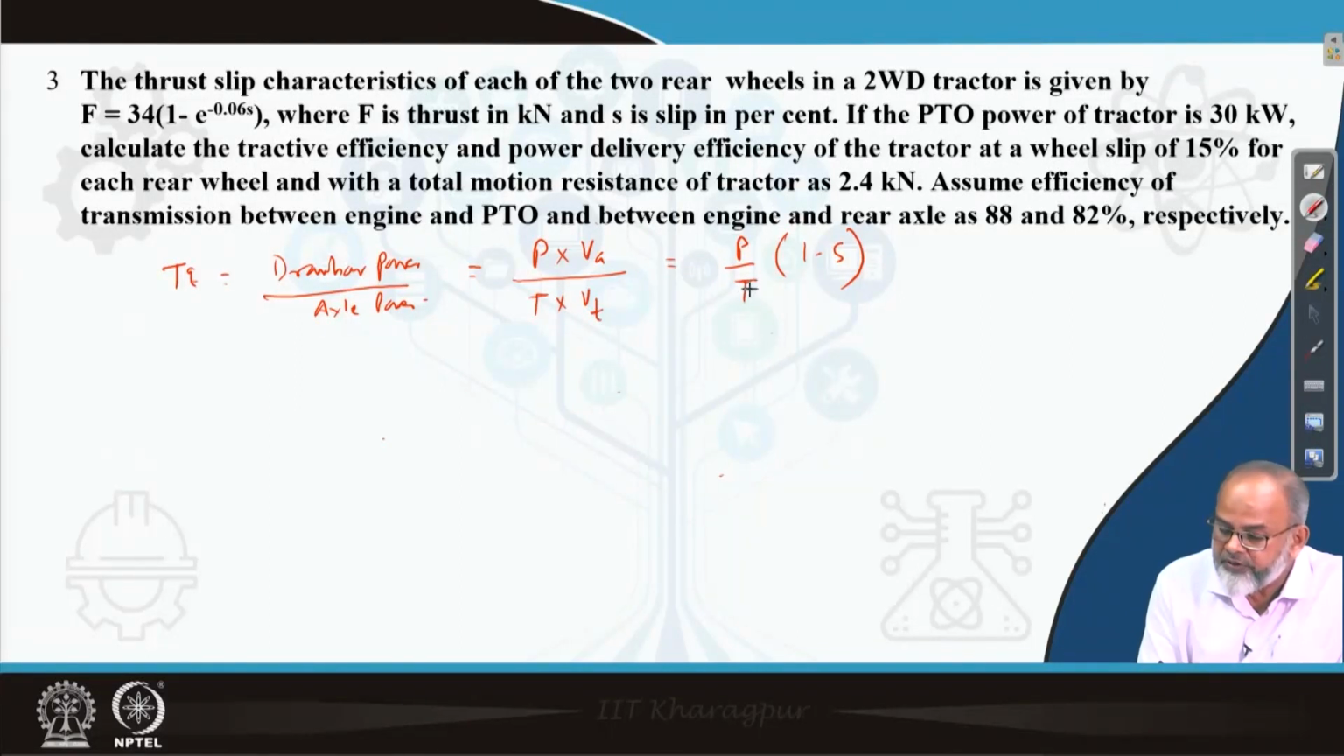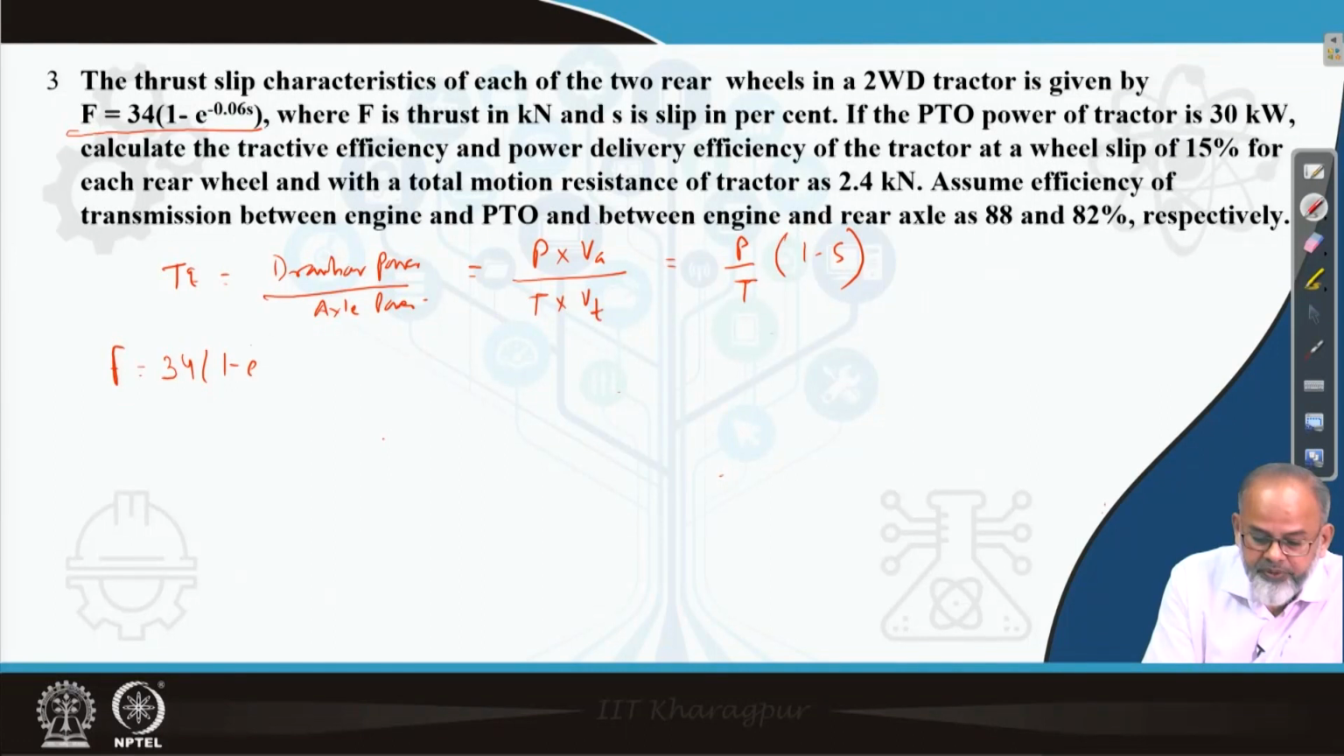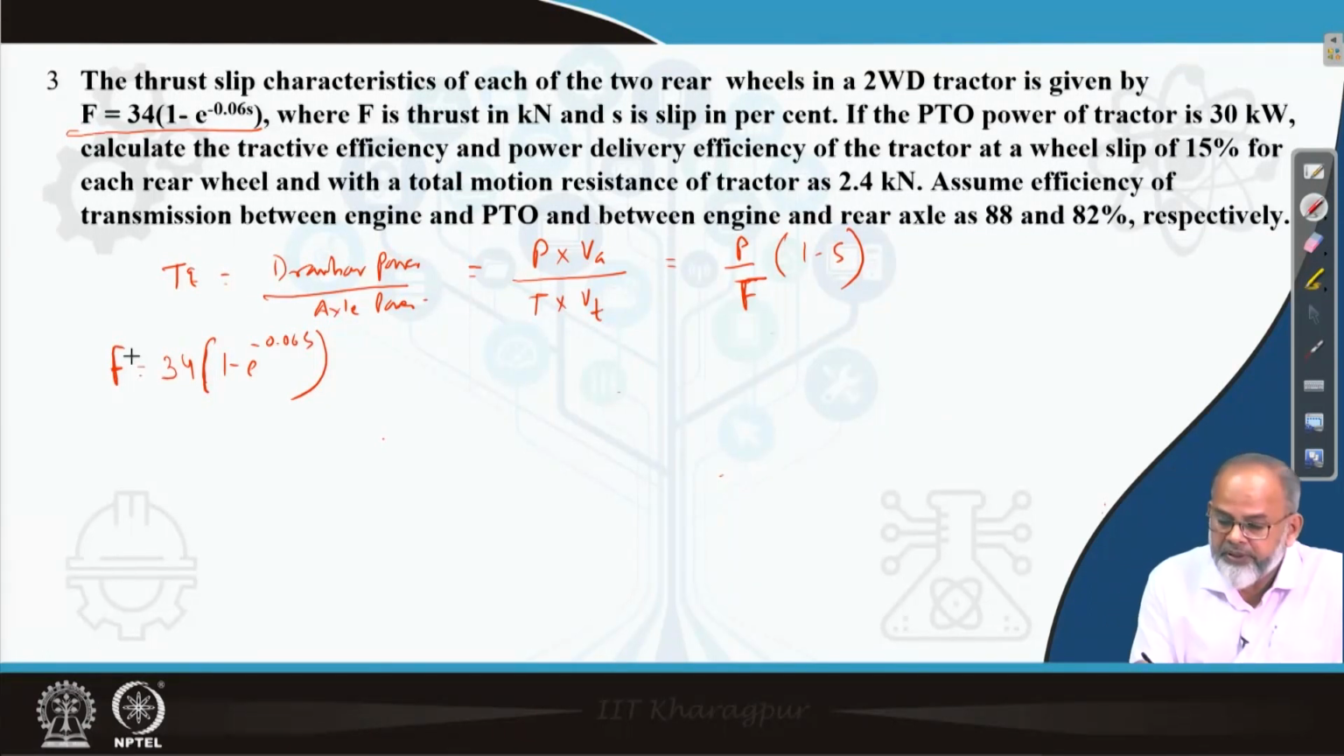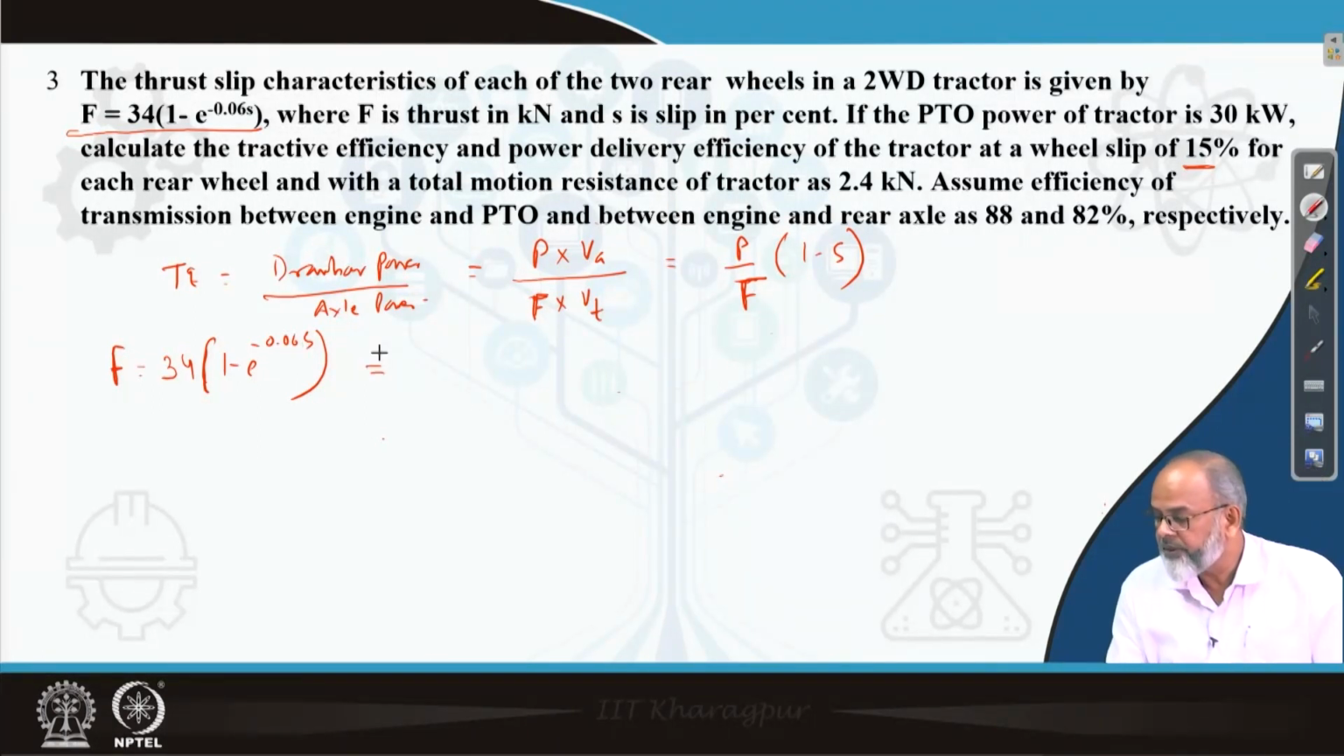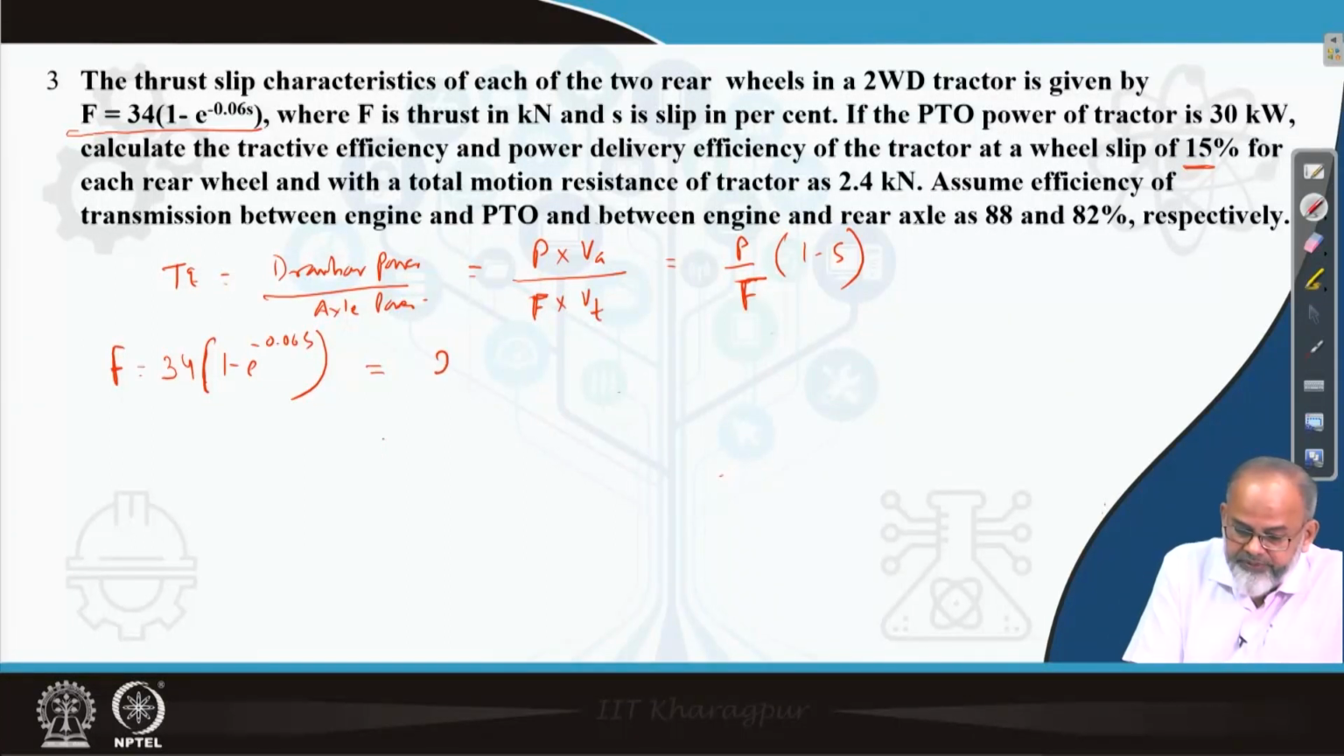To find out T, an equation is given. Thrust is equal to, so F is equal to 34 into 1 minus e to the power minus 0.06 s. Better I should write F here, because thrust is indicated as F is equal to 34. So I am replacing this T with thrust. Now slip is 15% given. Substitute slip as 15% directly, and you will get a value of thrust. Thrust value is coming as 20.17 kilonewton.